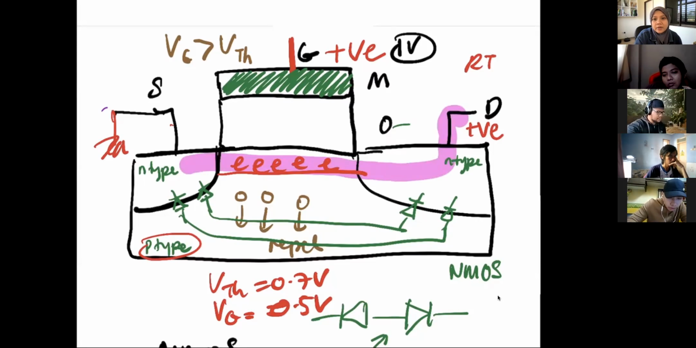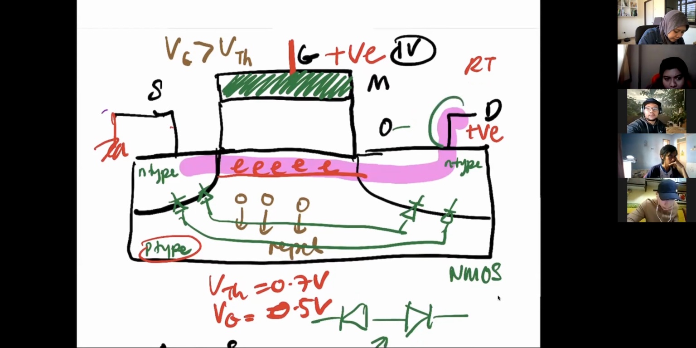What is the direction of the current here? Is it going up or going down? Going down. Why? Because current is the opposite of electron flow. Good. So it means that the direction of the current is downwards.